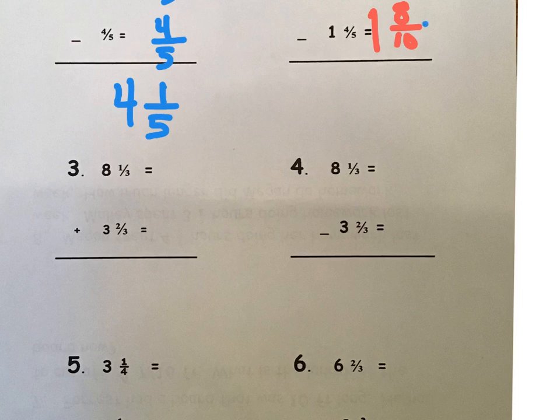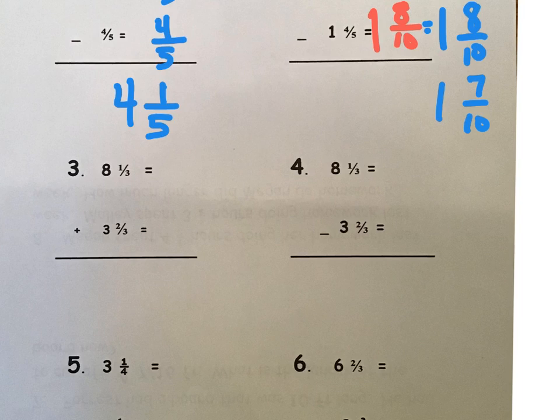15/10. Now I can bring over the 1 and 8/10 and subtract. 15/10 minus 8/10 is 7/10. 2 minus 1 is 1. Our answer, 1 and 7/10.